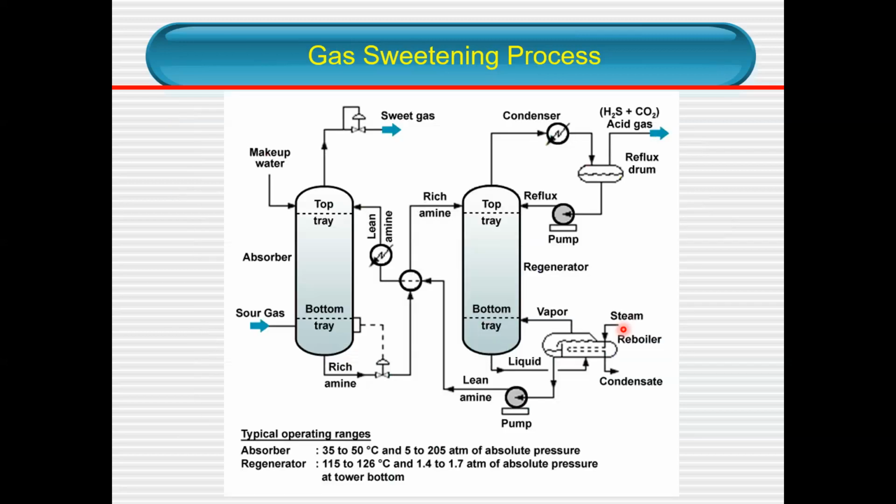Okay, again, the gas sweetening process. This is the absorber that absorbs H2S and CO2. This is the regenerator. The amine that is used in the absorber can be regenerated in the regenerator and recycled back into the absorber to be used again.